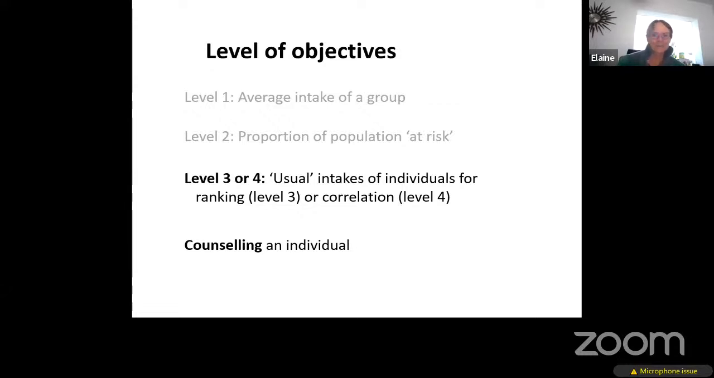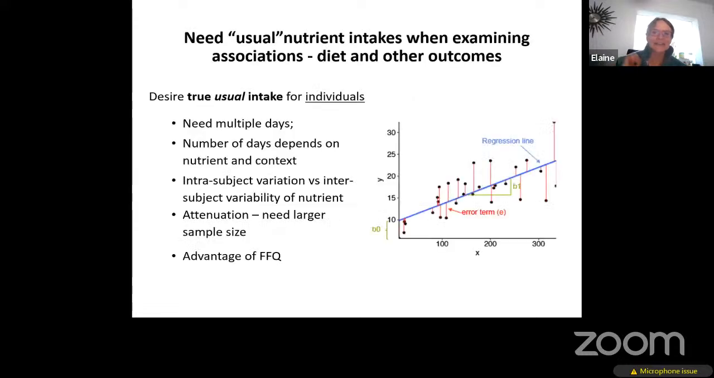So level 4, why do we need usual intakes? This is looking at, for example, trying to get a relationship between zinc intakes and growth.